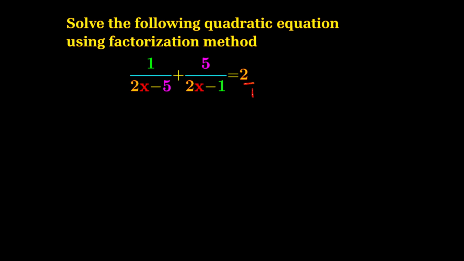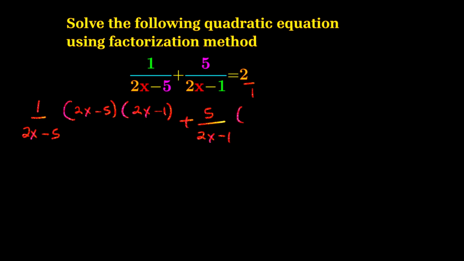So the first one will be 1 over 2x minus 5, and then we multiply that by the LCM, that is 2x minus 5 times 2x minus 1, plus the second fraction, which is 5 over 2x minus 1. And then we also multiply that by the LCM, which is 2x minus 5 times 2x minus 1. And we do the same on the right hand side, 2x minus 5 times 2x minus 1.